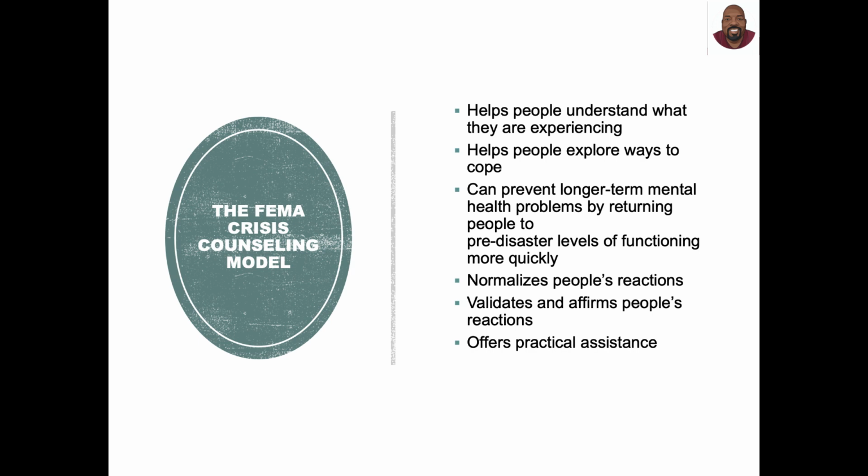It also normalizes people's reactions. Once again, we talked about that a couple of slides earlier, that it's important to make sure people's reactions are normalized so they can realize that what they're going through is normal, that the emotions they're feeling, it's normal for them to feel that. So if they are feeling anger, if they're feeling depression, or whatever the case may be, those things are appropriate in the situation that they're in. Also, validation, affirming people's reactions. We talked about that a little bit. It kind of goes along with normalizing people's reactions, and also offers practical assistance. And once again, what are the immediate needs these individuals need to take? And so this is what the FEMA crisis counseling model looks like.